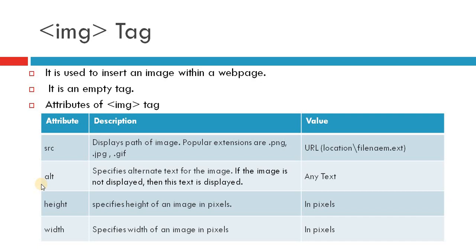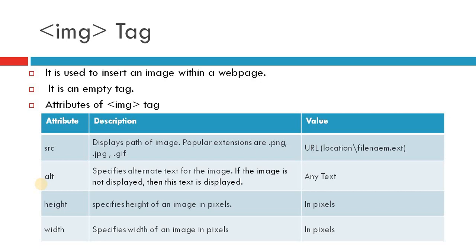The next attribute is alt attribute. Alt attribute specifies alternate text of the image. Sometimes the image is not displayed on the web page. Maybe the browser does not support or there are some network issues. In those cases, alt attribute is used. The value for alt attribute is any text. We can write any text which is going to describe the image.